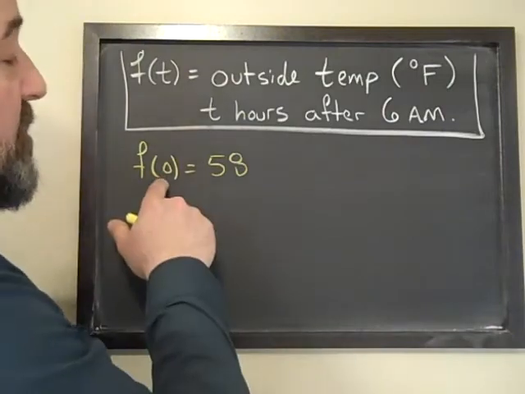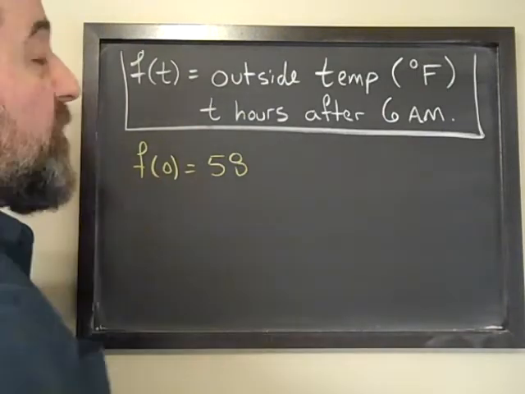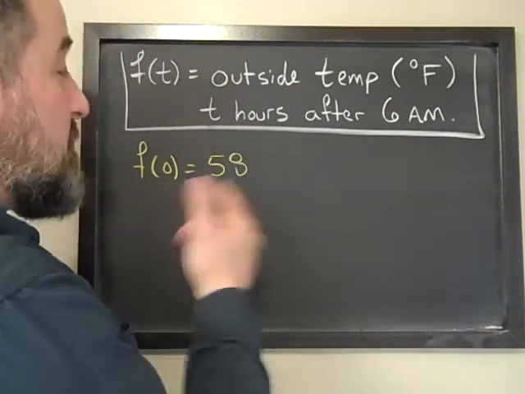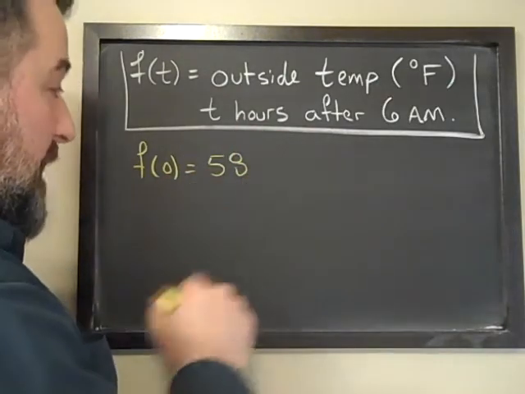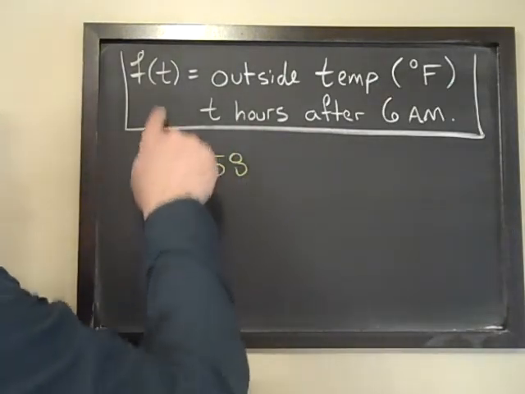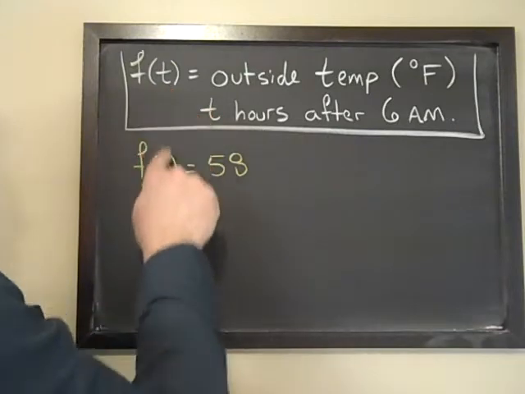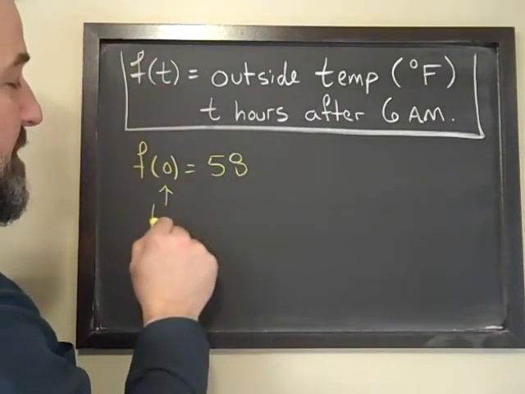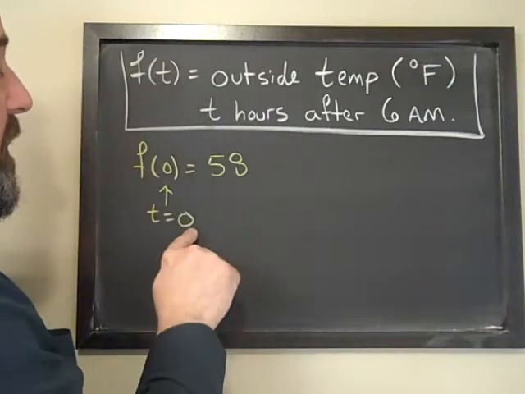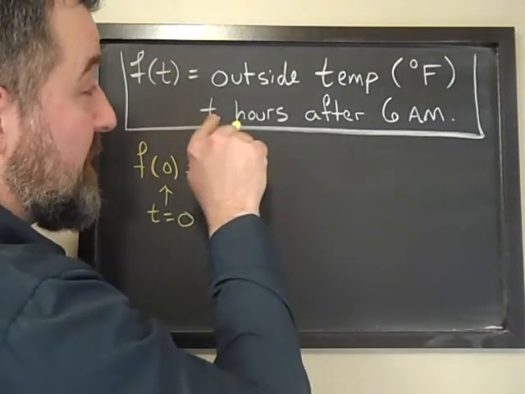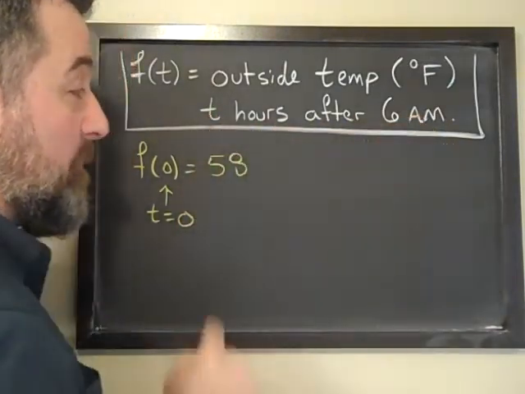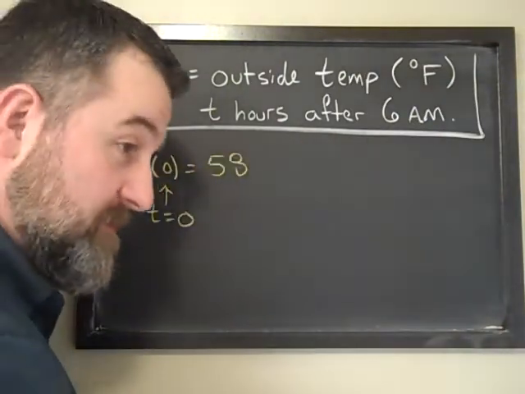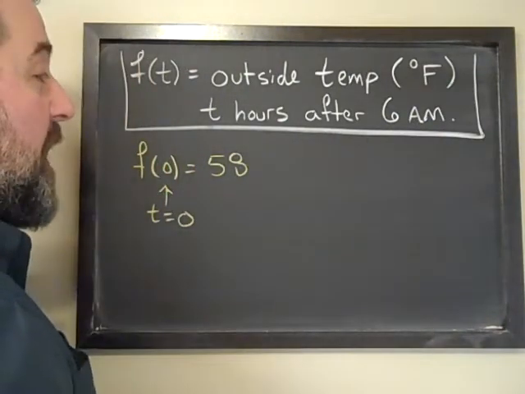Alright, so let's do this first problem. It says find f of 0 is 58. Tell us what f of 0 equals 58 means. So 0 is going to be the value of our input. So this f of 0 is telling us t equals 0. And we know what t equals 0 means. It's 0 hours after 6 a.m. So it means 6 a.m.